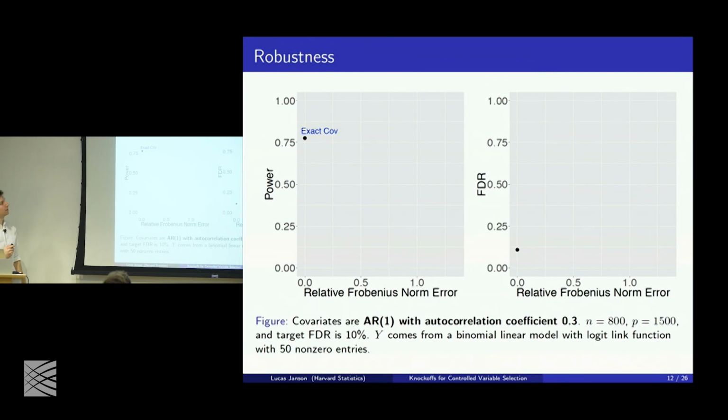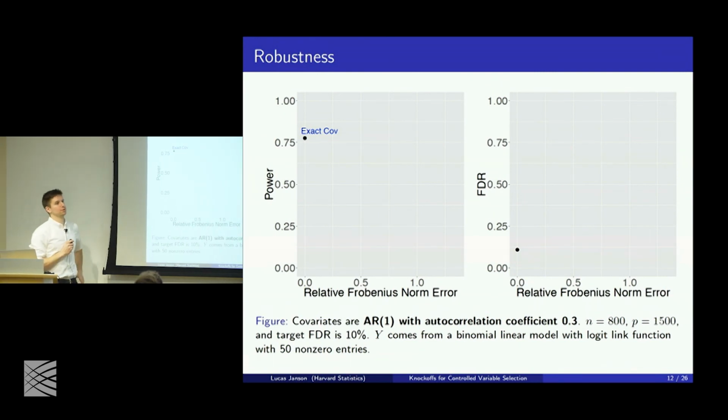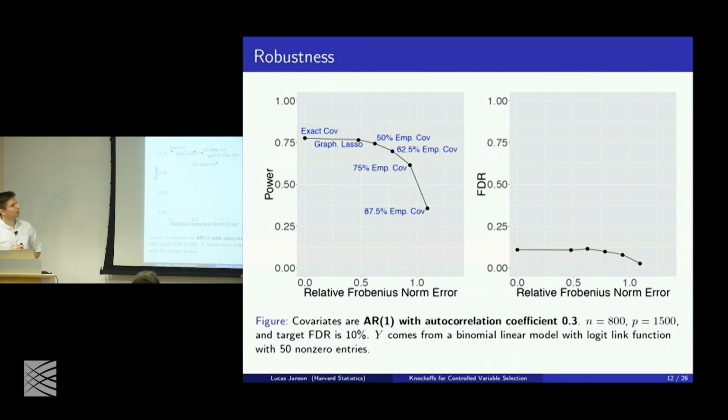OK, this is robustness. How should I use my last 10 minutes? I am going to go through this very quickly.